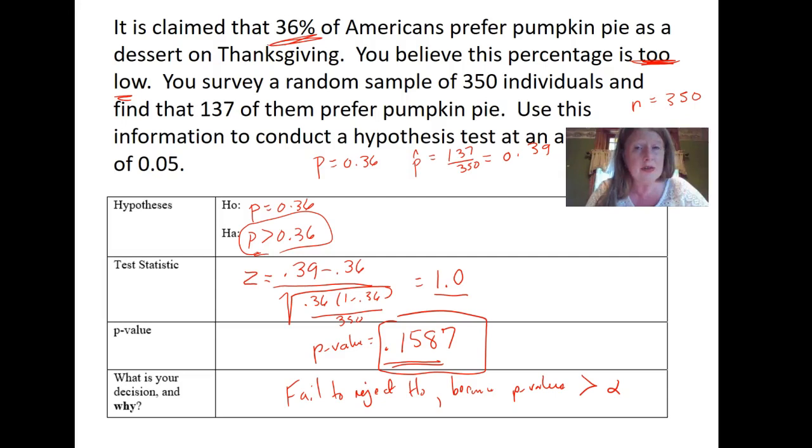That doesn't mean that claim is true. It just means that with my sample, I'm not seeing enough evidence against that original claim. So I can't reject that original claim. So I'm failing to reject the null. And again, it's because my p-value ends up being larger than the alpha level.